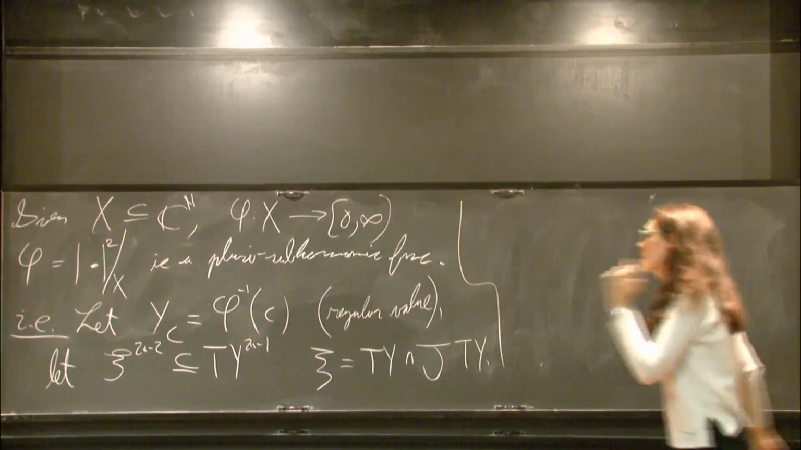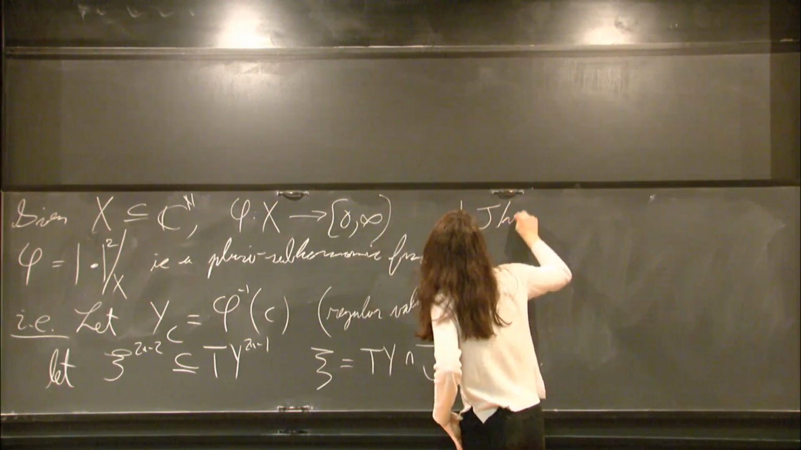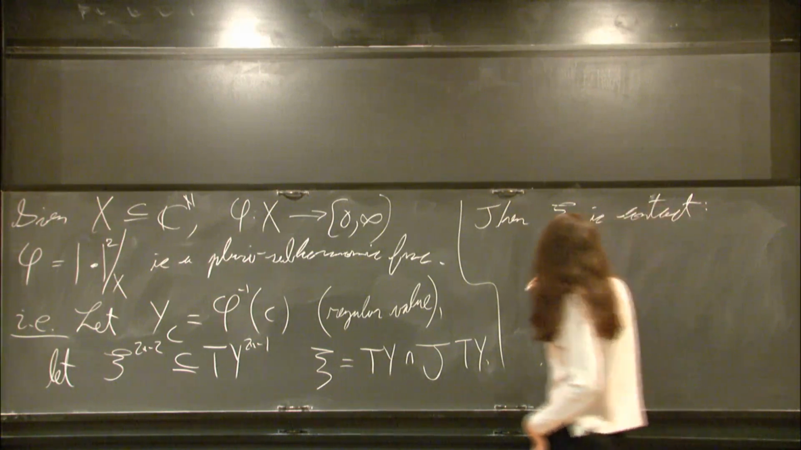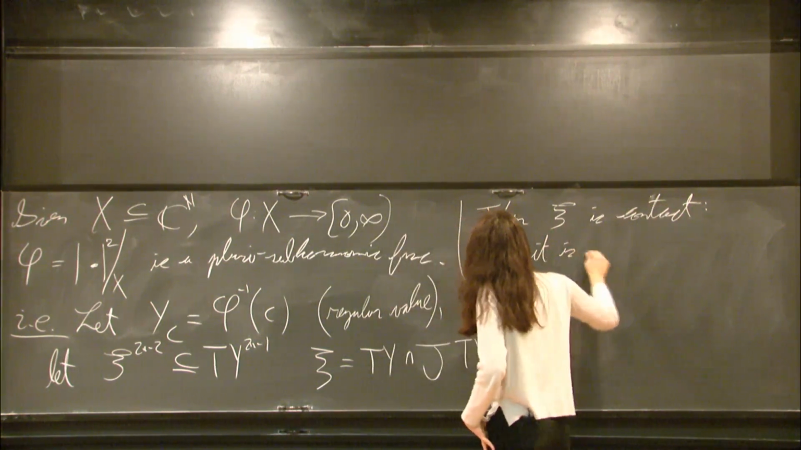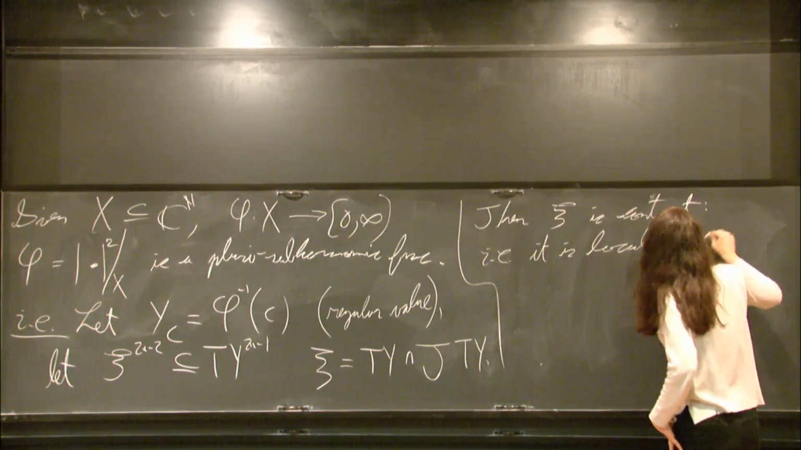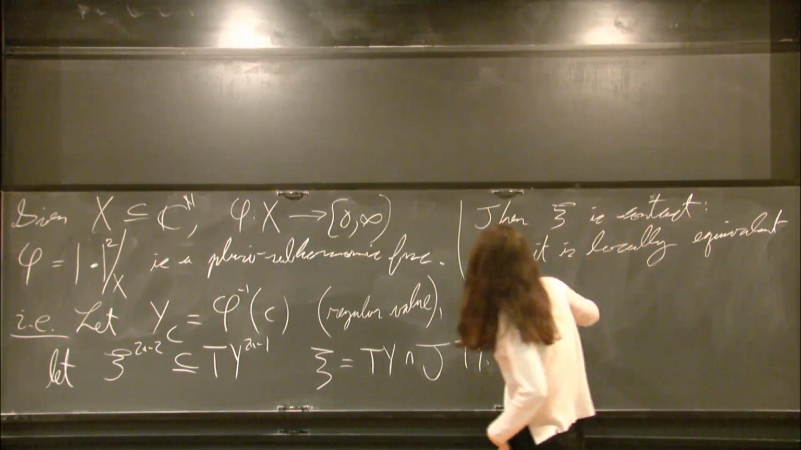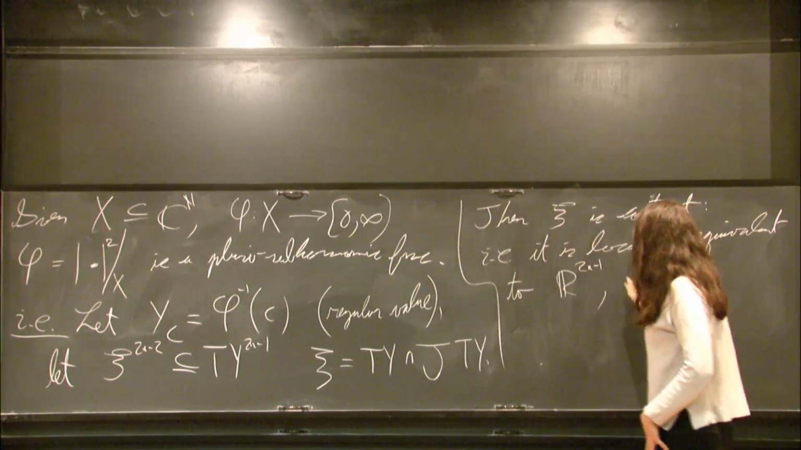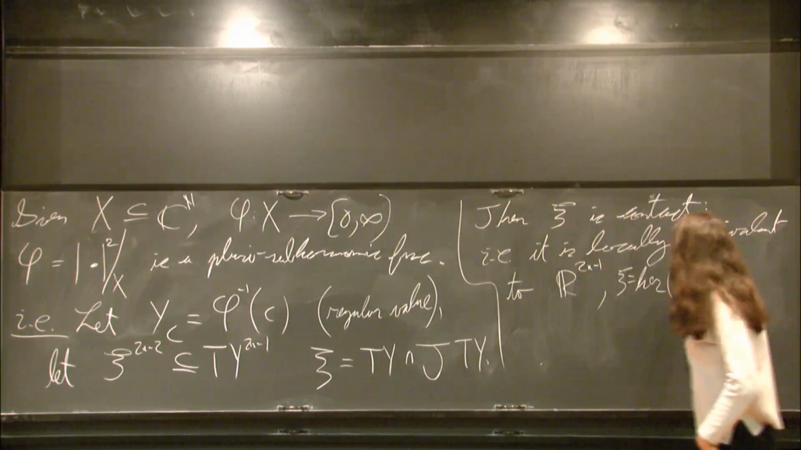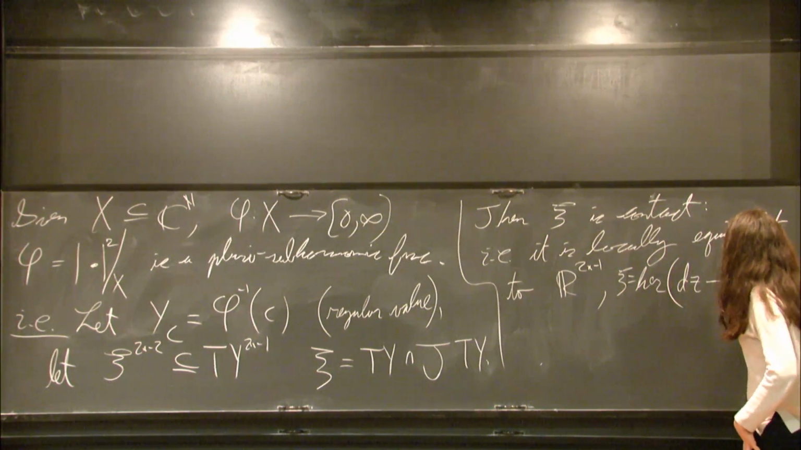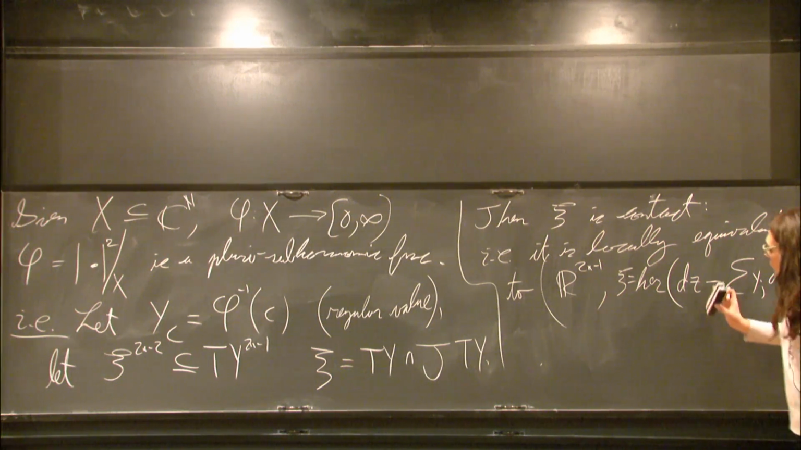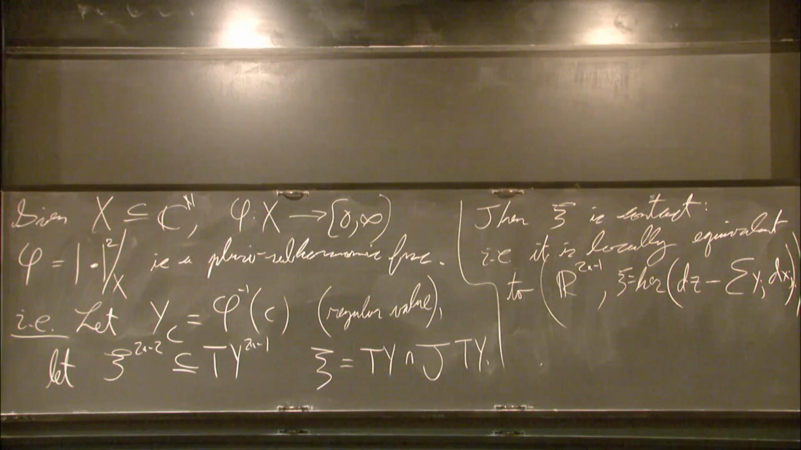So to say that this is plurisubharmonic is to say that xi is contact, which means that it is locally equivalent to R^(2n-1), where xi is the kernel of dz minus y_j dx_j. Okay, so what's going on with this?